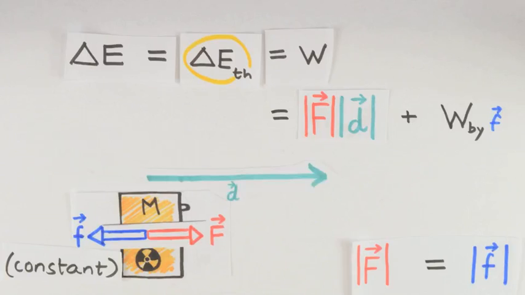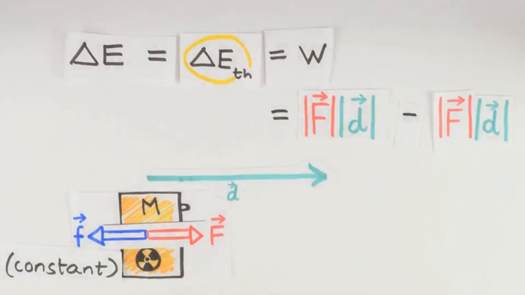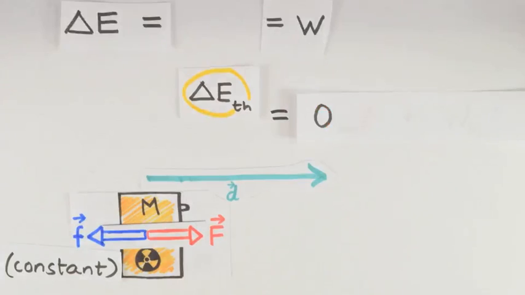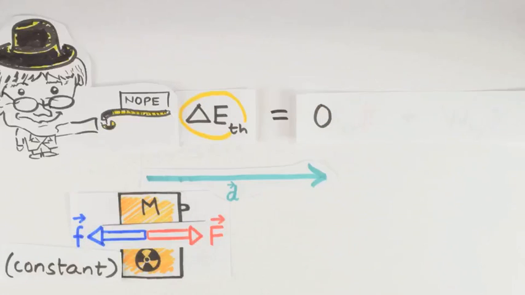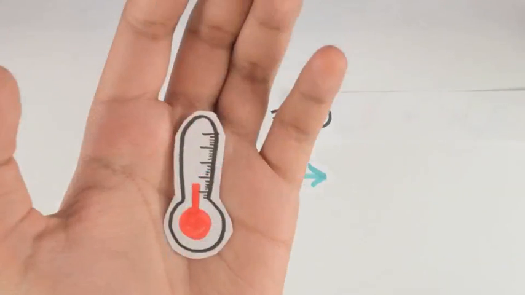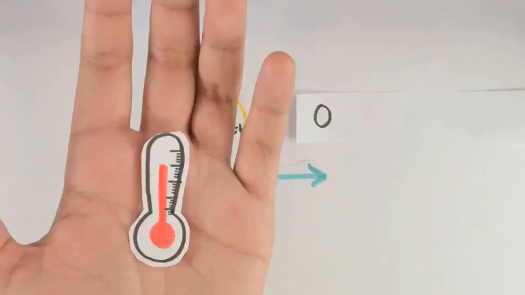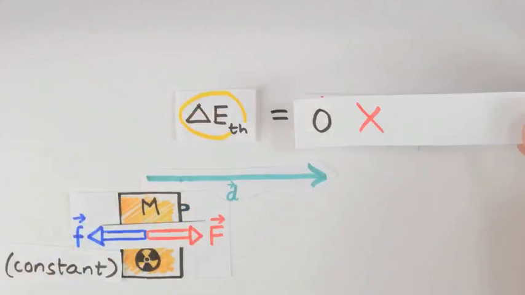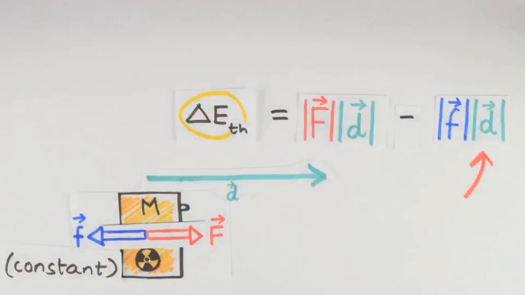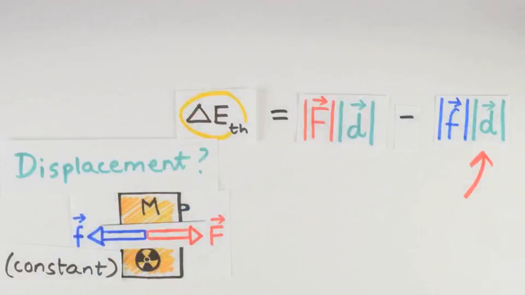If we try using the center of mass displacement, we end up with a contradiction. The right-hand side of the energy principle would then be 0, suggesting delta E thermal is 0. This suggests that the block doesn't warm up as it rubs against the surface, but we know that's wrong from experience. We can simply rub our hands together and feel the increase in temperature as friction acts to dissipate energy. So the displacement through which the friction acts must be different from the center of mass displacement. But what is that displacement?